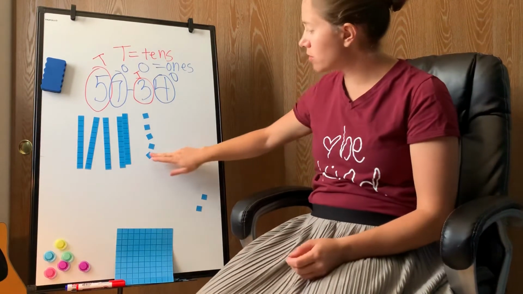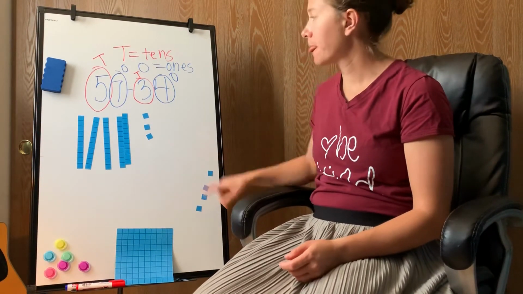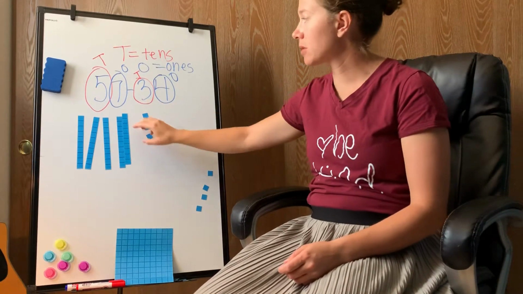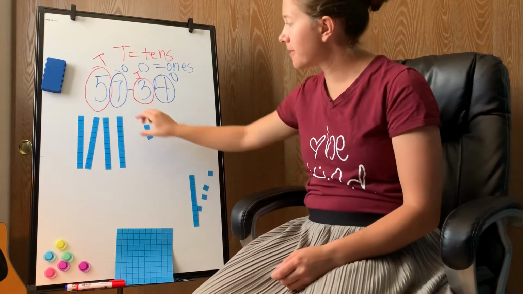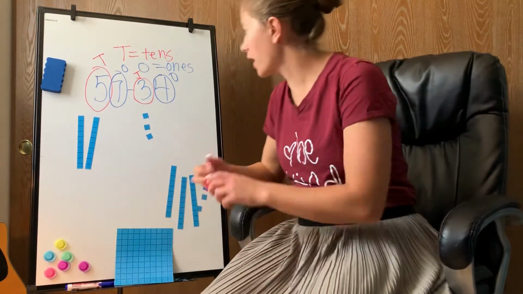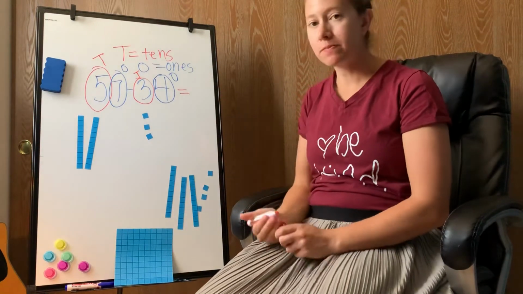1, 2, 3, 4. And then I look at my tens place and I have 3 tens I need to take away. So I'm going to take away 3. 1, 2, 3. And now I can figure out my answer.